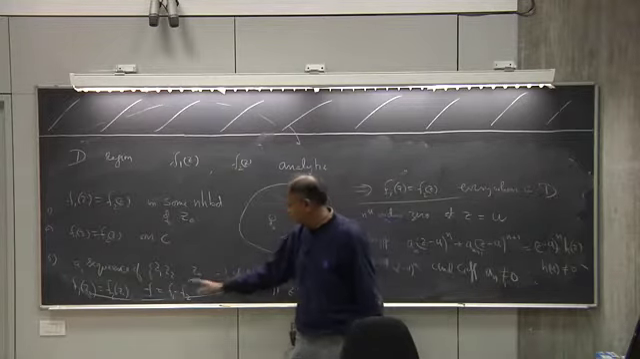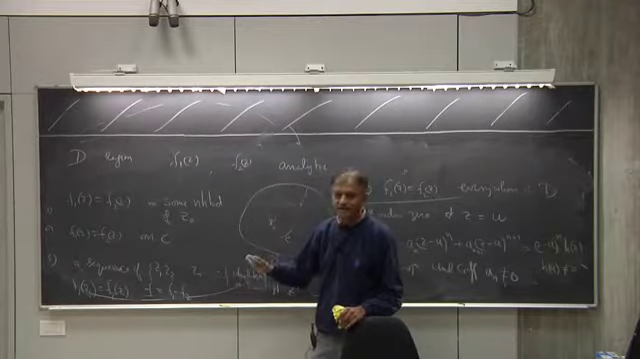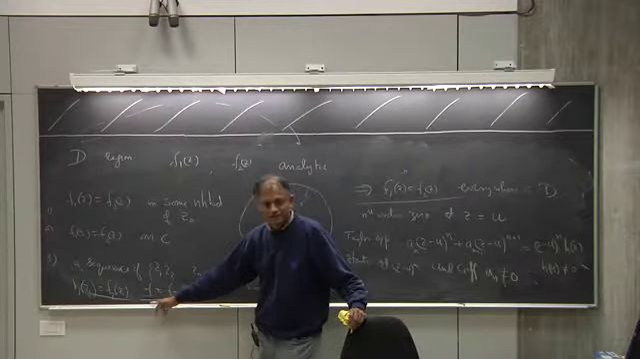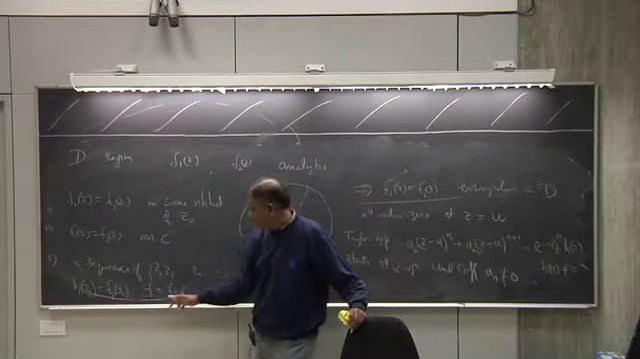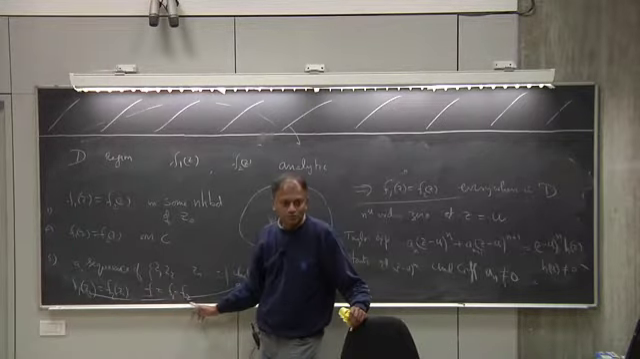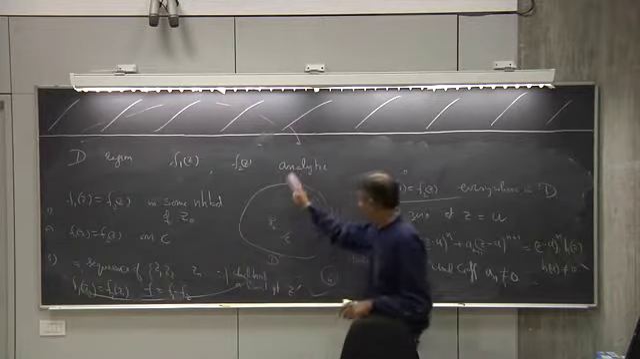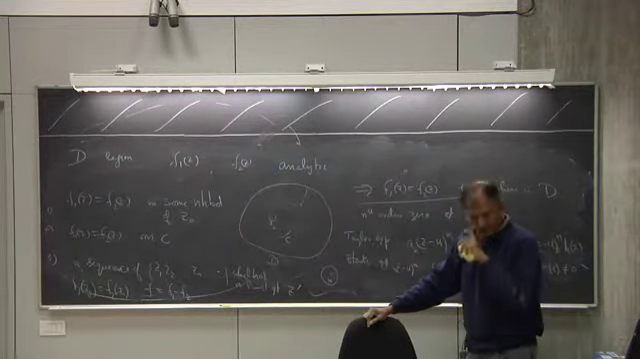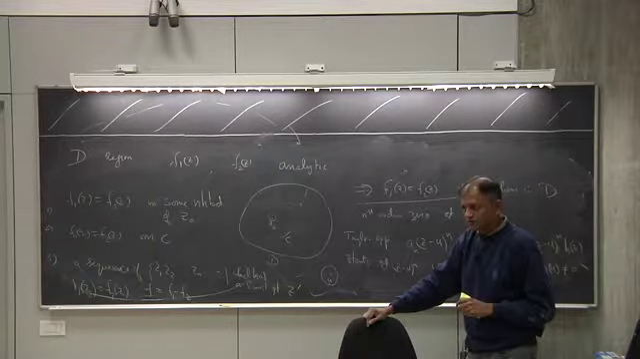So this is the only possibility. If this happens, then the only possibility is that this function f is identically 0. Right? But that means f1 is identically equal to f2 in this entire region where they are analytic. It's a very strong statement actually, if you think about it.